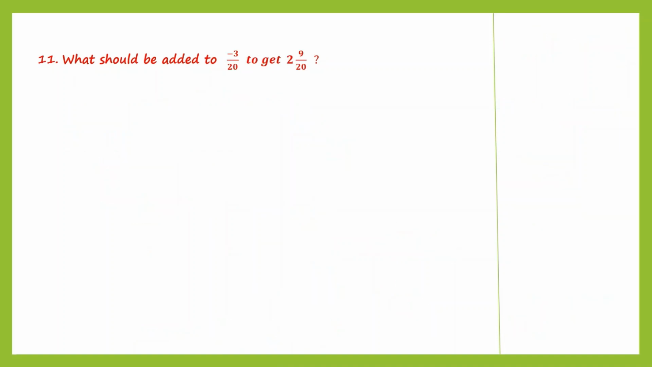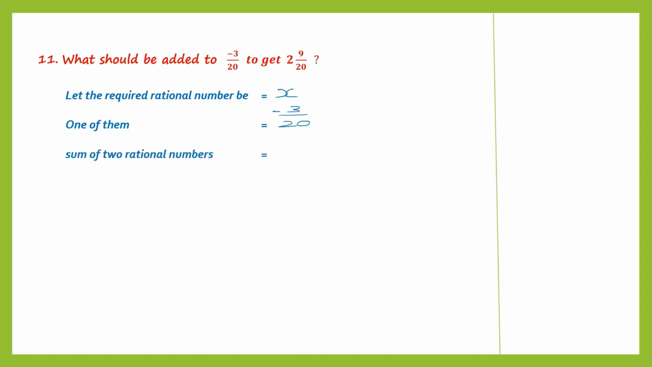Question 11. What should be added to minus 3 by 20 to get 2 9 by 20? So here also let the required rational number be x. We'll consider it to be x, and one number given to us is minus 3 by 20. This is given to us. Now what should we add to this to get the sum, which is 2 9 by 20? So minus 3 by 20 is the first number. What should I add to this? We'll consider that to be x to get 2 9 by 20.